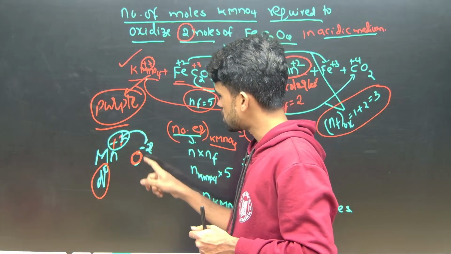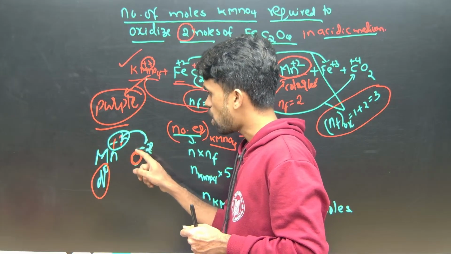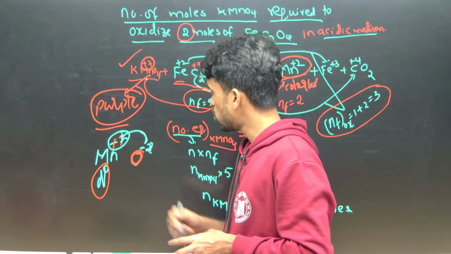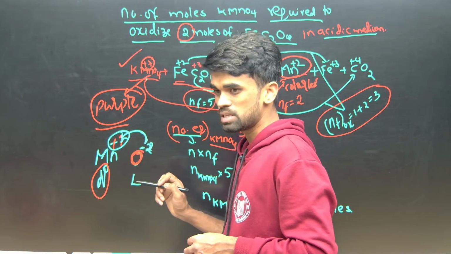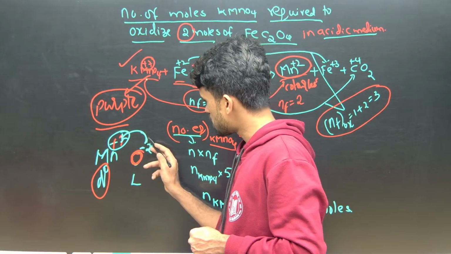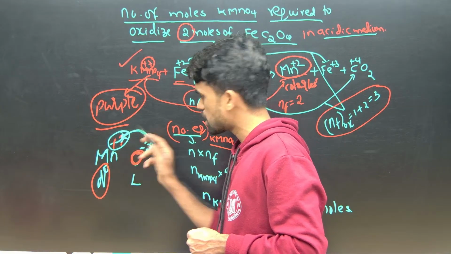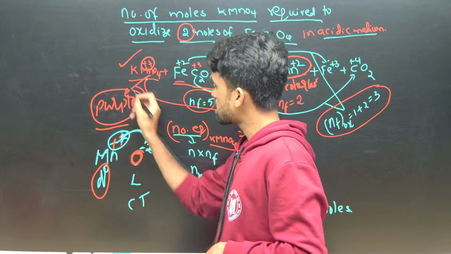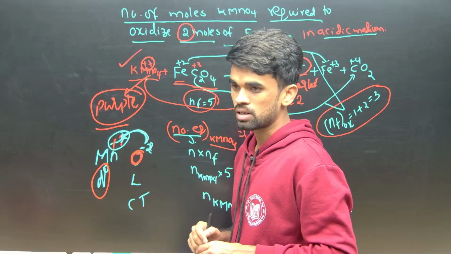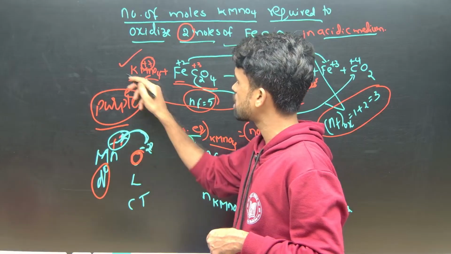Now you can say charge is getting transferred from the oxide ion to the manganese ion. You can consider the oxide as a ligand: from this ligand to this metal, charge is getting transferred. Due to that charge transfer, this KMnO4 is showing color. That is the reason behind the color of KMnO4.